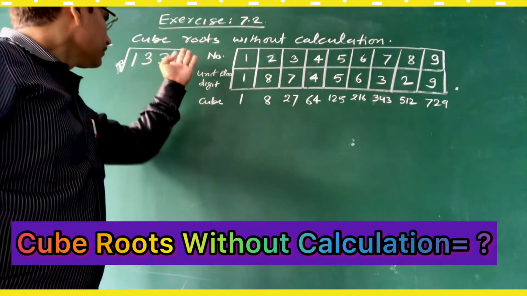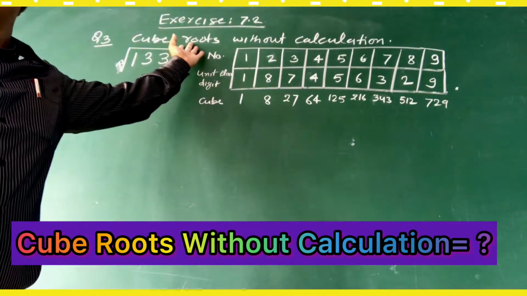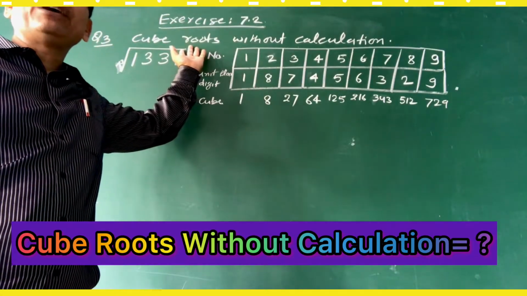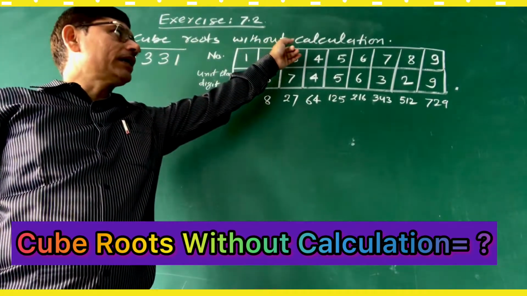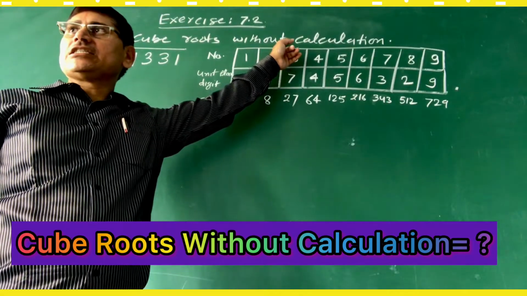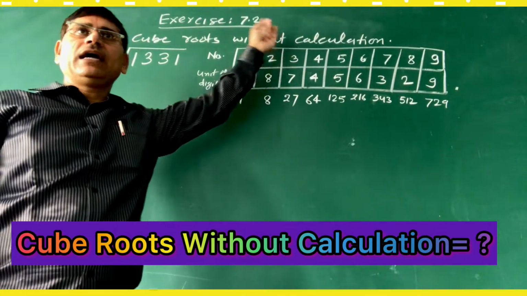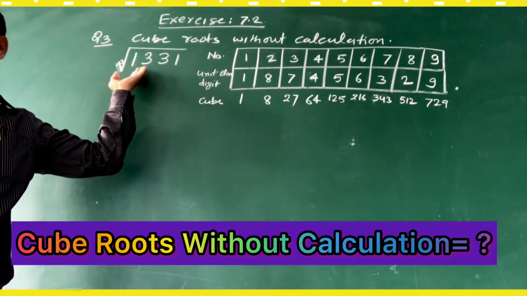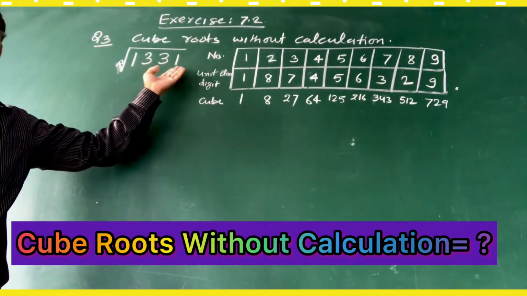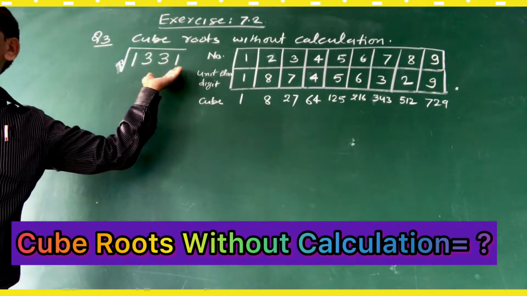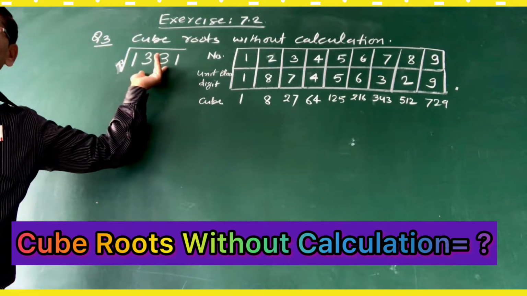So dear, here we will find the cube root of a number without calculation. This is question number 3 of exercise 7.2, and the question is given 1331. Without calculation, tell what is the cube root of this number.